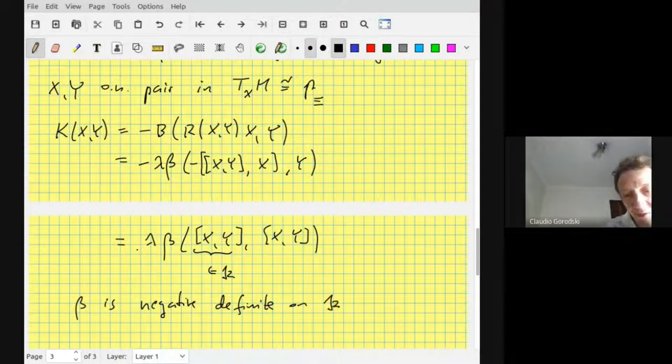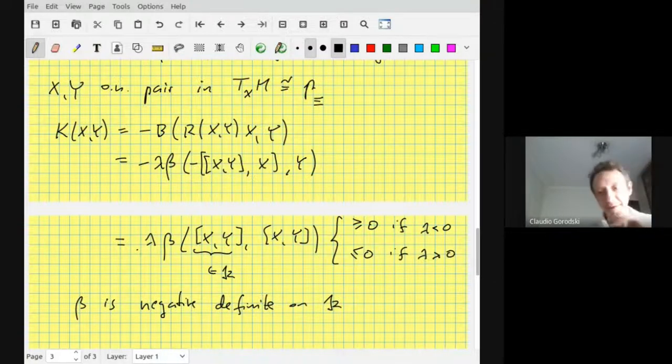Okay. Therefore, this curvature is non-negative if lambda is negative and non-positive if lambda is positive.